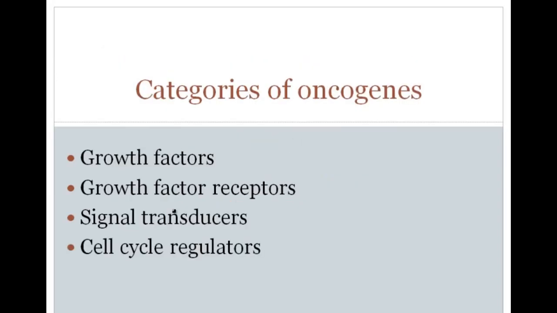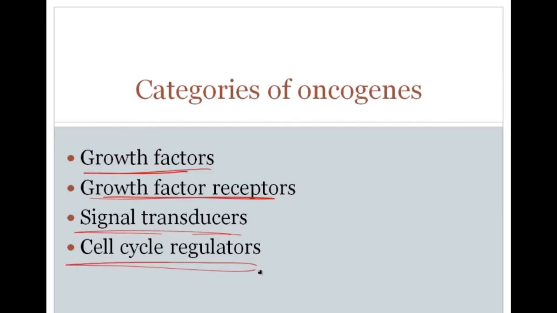Here are the key categories of oncogenes. The categories of oncogenes include growth factors, growth factor receptors, signal transducers, and cell cycle regulators. Note, there's another category added, nuclear regulators, that's in the textbook that he did not mention. I think the best way to understand this notion of oncogene is to go back and just remind ourselves of normal cellular growth.